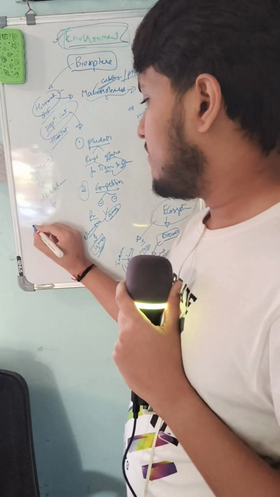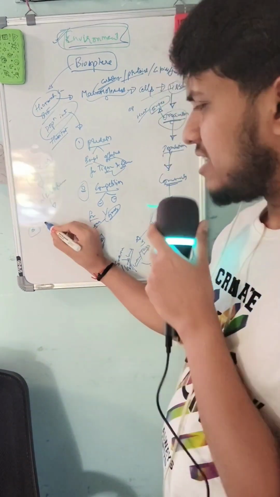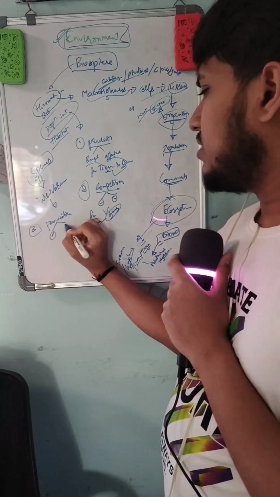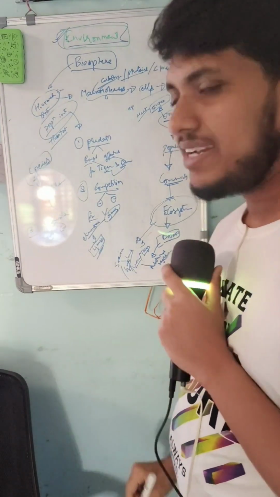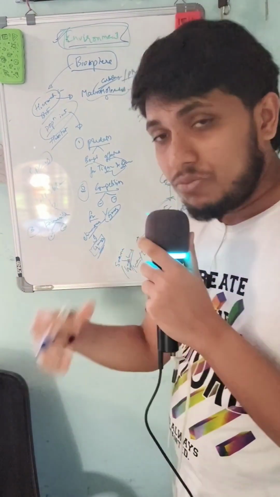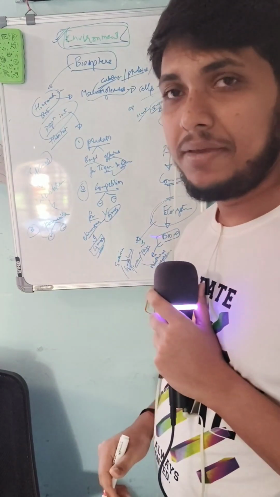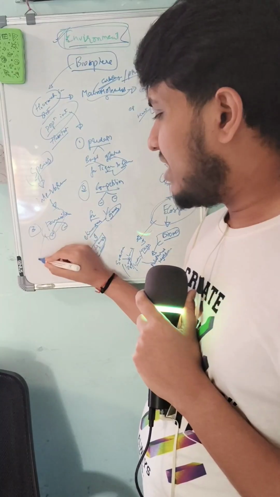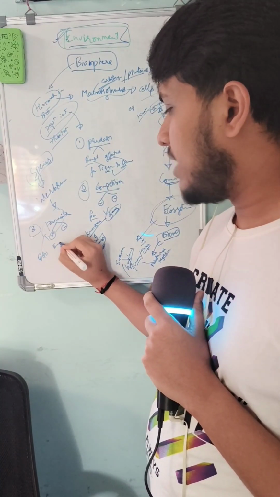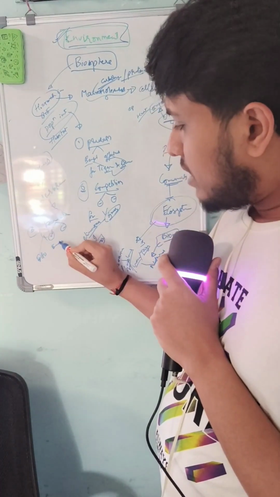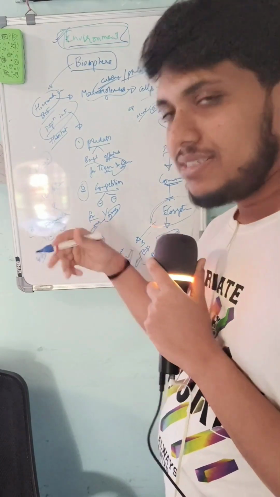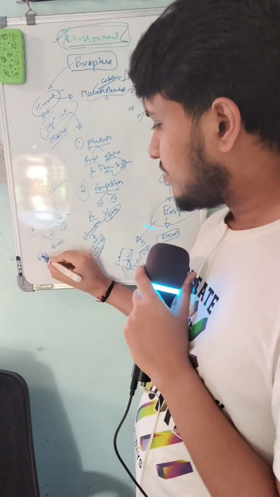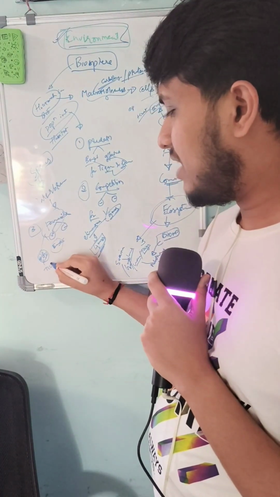And then we have parasitism. In parasitism, one is benefited, another one is affected. These parasites do not produce their own food. They are dependent on the host. There are two types: ectoparasites and endoparasites. Ectoparasites live on the surface of a species. For example, tick and dog.